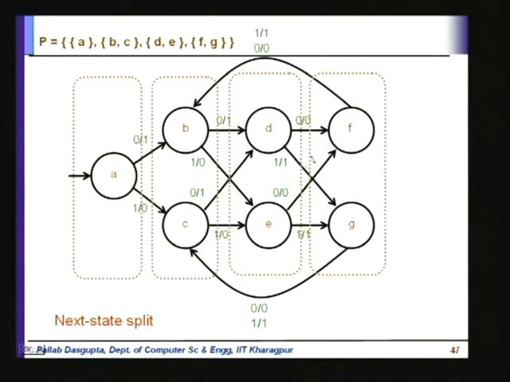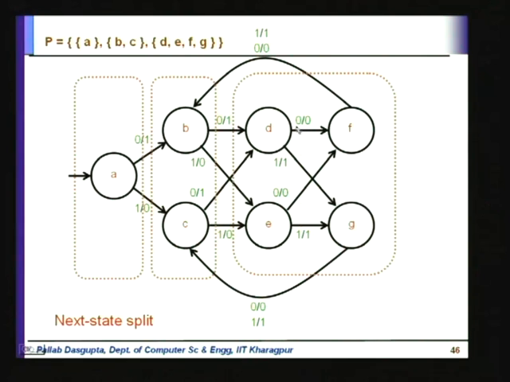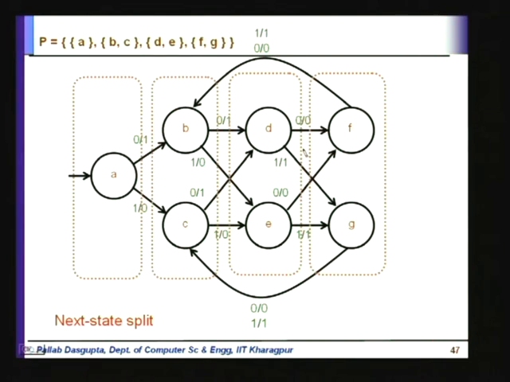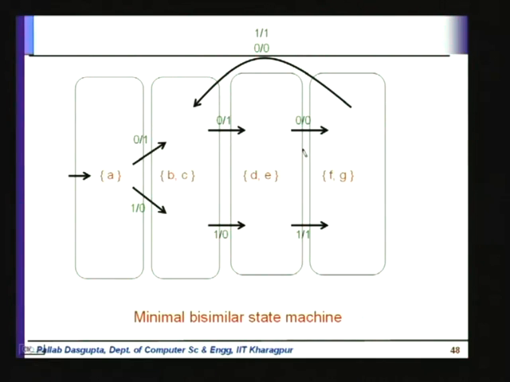Then again there is a next state split here. See, that is because this one on 0 goes here, this one on 1 goes here. So why do we put them in different classes? Because the next states of these are going to these, and the next states of these are going into the other partition, right. So we split it up like this, and that is the final breakup. Then we reach a fixed point. There is no other split that you can do. So effectively the minimal bisimilar state machine is this.